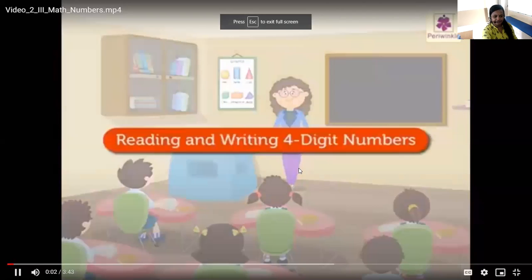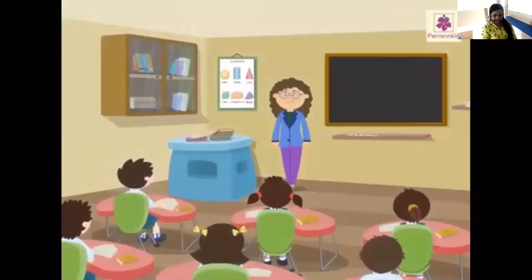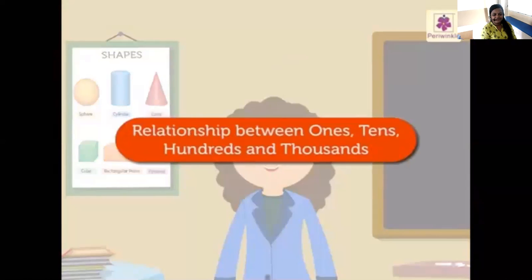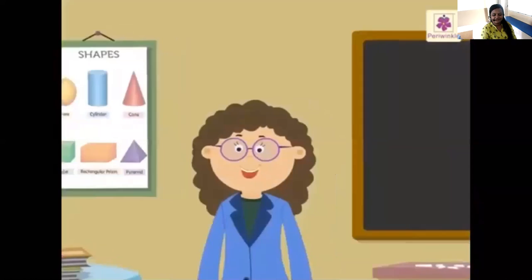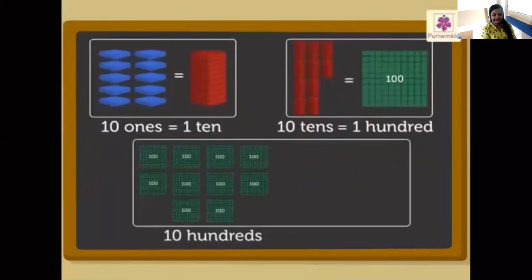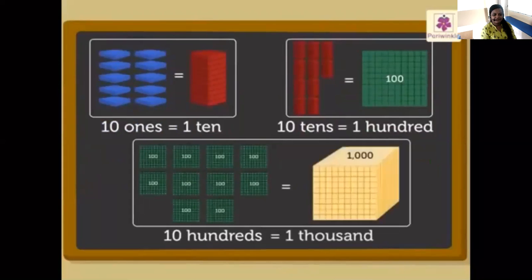Let us learn reading and writing 4-digit numbers with Miss Lucy. Good morning, students. First, let us understand the relationship between ones, tens, hundreds, and thousands. We have already studied the relationship between ones, tens, and hundreds. We know that 10 ones make 1 ten, and 10 tens are equal to 100. Now, when we group 10 hundreds together, we get 1000.